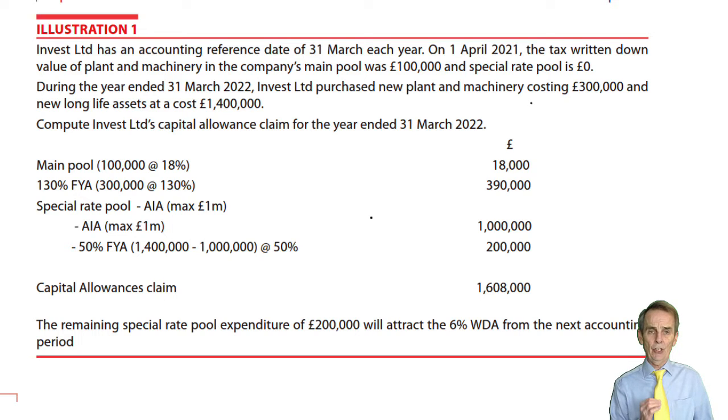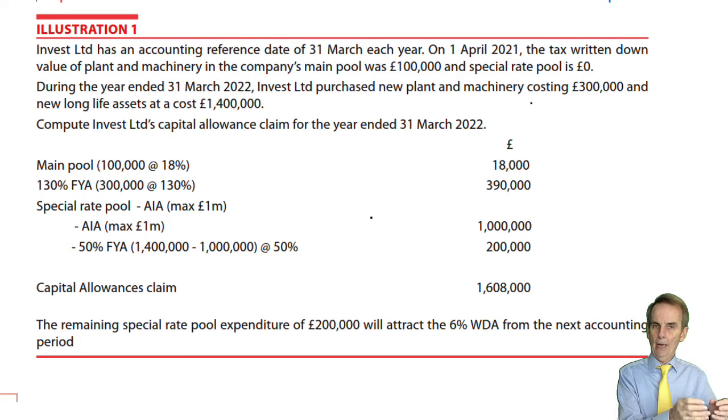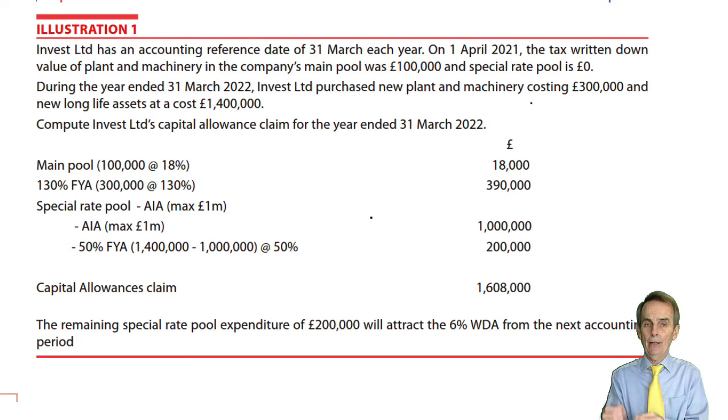They kept their example on this new area incredibly simple. All it was, here's main pool expenditure that now qualifies for the super deduction. So it was that amount at 130%. Here is special rate pool expenditure that exceeds £1 million. Therefore, take the £1 million, 12-month period, take the £1 million AIA, and on the balance then, take your 50% FYA, but no WDA being available. It was as simple as that.